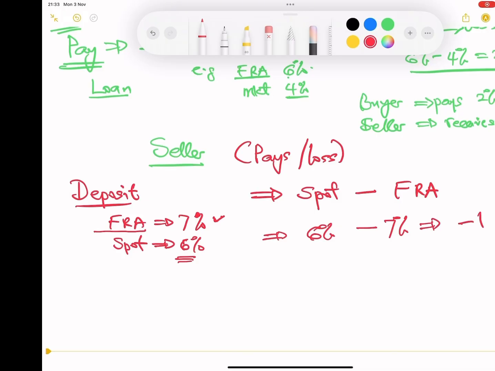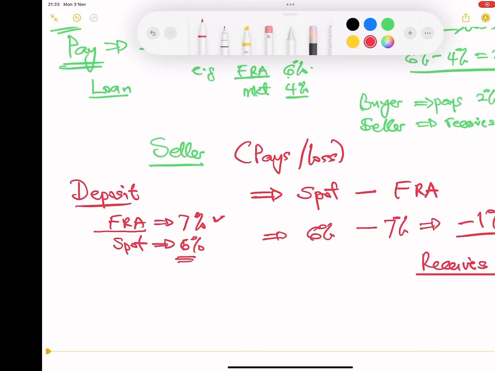In this case, he's not paying. Paying -1 means he's receiving 1%, and that is a gain. So it's a receipt. So please take note. Which means the seller receives 1% in this scenario. And if it was the other way around, he would have been the one paying, because by that time he fixed at 6% and the spot is doing 7%, so he's losing. And that would have been a +1. That's the proper payment, proper loss.